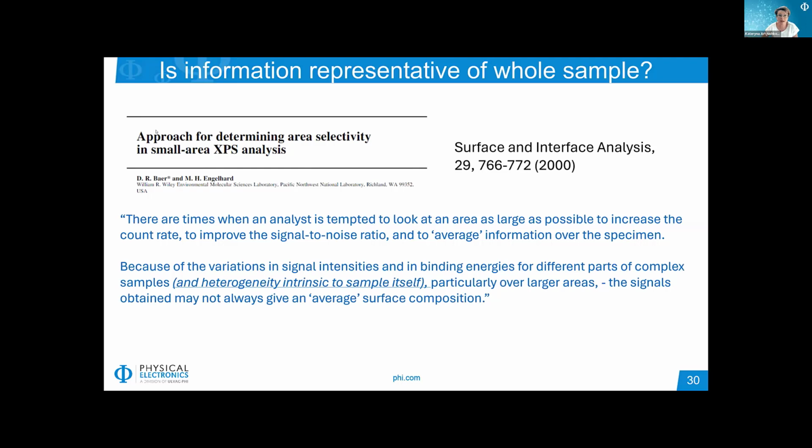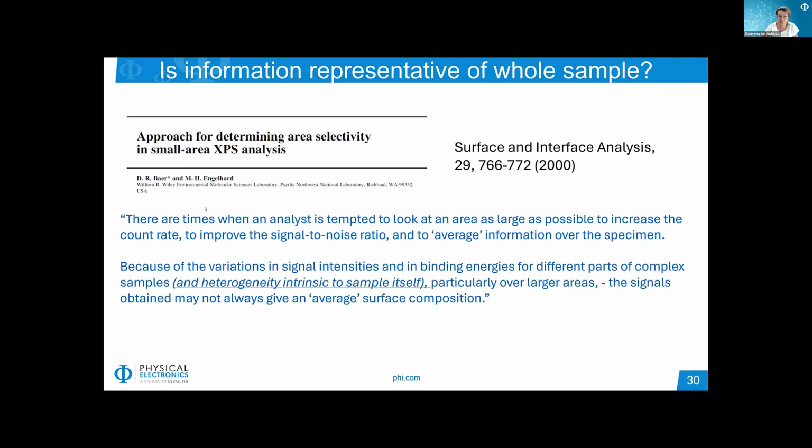So let me show you another paper that has been published by Don Baer and Mark Engelhard from PNNL in 2000. It is focusing on selectivity. How do we even determine whether we're getting the signal from the right area on the sample in a small area analysis experiment? But it starts with the overall approach to most of the XPS.